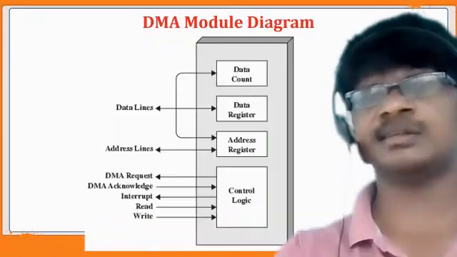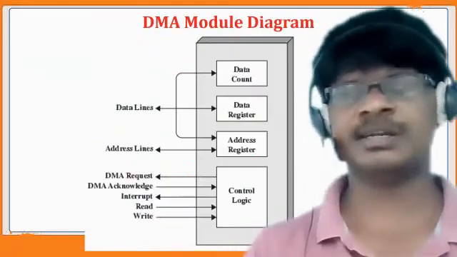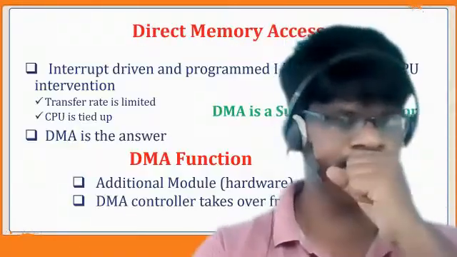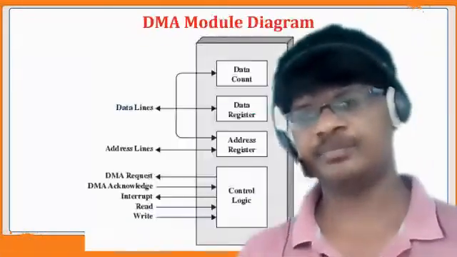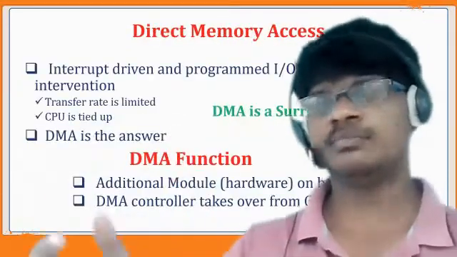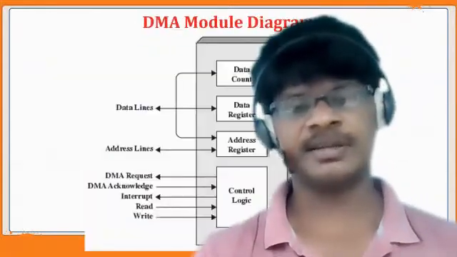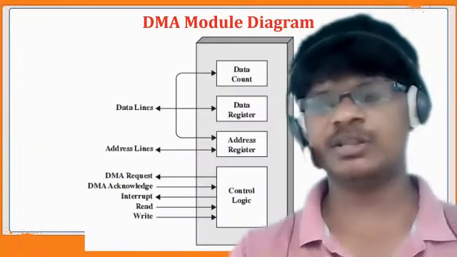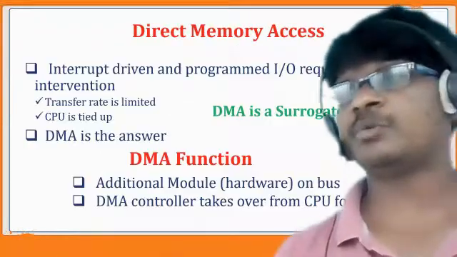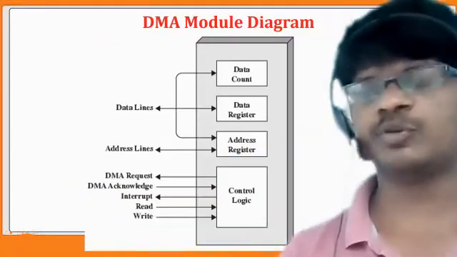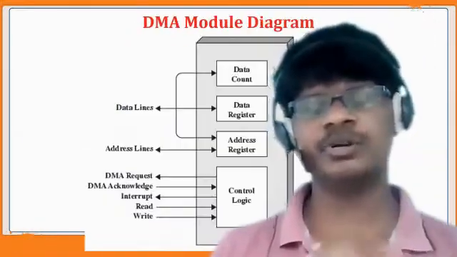Direct memory access will act as a surrogate processor, or a duplicate processor. It will not depend upon the processor. What is the function of the DMA? It is an additional module on the bus, so that it acts as a separate processor. The DMA controller takes over from the CPU for the IO. Instead of the CPU taking control of the input and output module, the DMA takes over from the CPU.